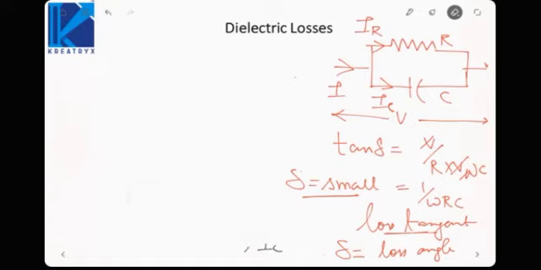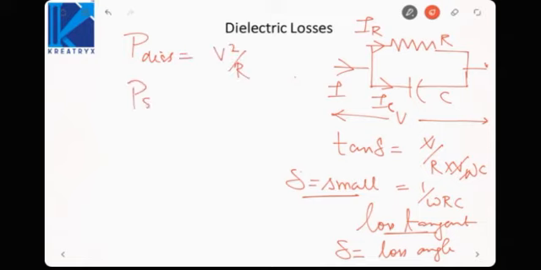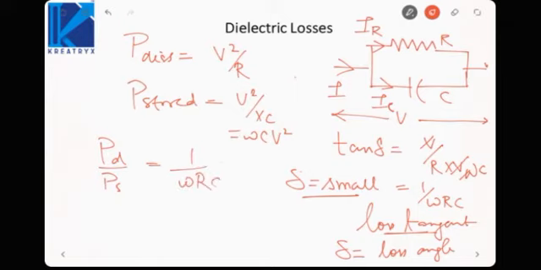The thing is, if we see the stored power, first of all, dissipated power in the capacitor will be V square by R. Stored will be V square by XC, that is omega C V square. So dissipated by stored will be 1 by omega RC, which is equal to tan delta. So it expresses the ratio of the dissipated power in a capacitor to the stored power, that will give me the loss tangent.